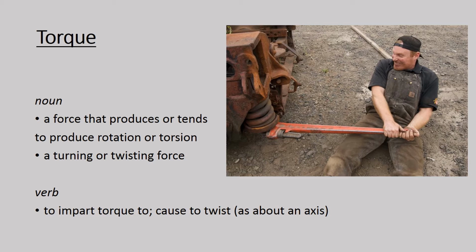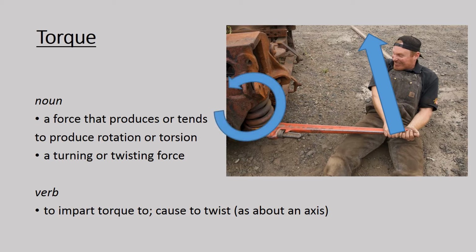Torque is a type of turning or twisting force that tends to produce rotation or torsion, and the word is commonly used as a verb to describe the action of applying a force that causes twisting. Use this picture as an example. When enough torque force is applied to the end of the wrench, the forces holding the bolt stationary will be overcome and the bolt will rotate.